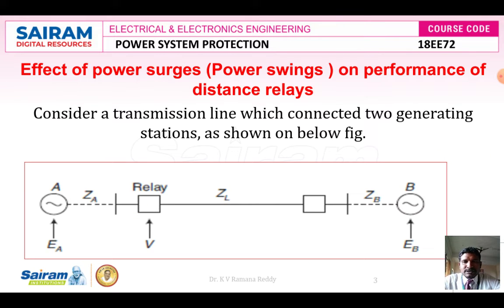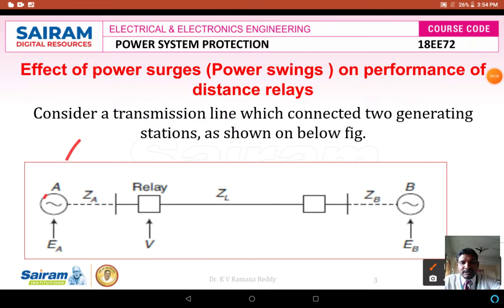Next, our next topic is the effect of power surges or power swings on the performance of distance relays. The figure below that I am showing consists of two generating stations, at the left-hand side and at the right-hand side. Let us say generating station A generates a voltage EA, and there is one more generating station B which generates a voltage EB.